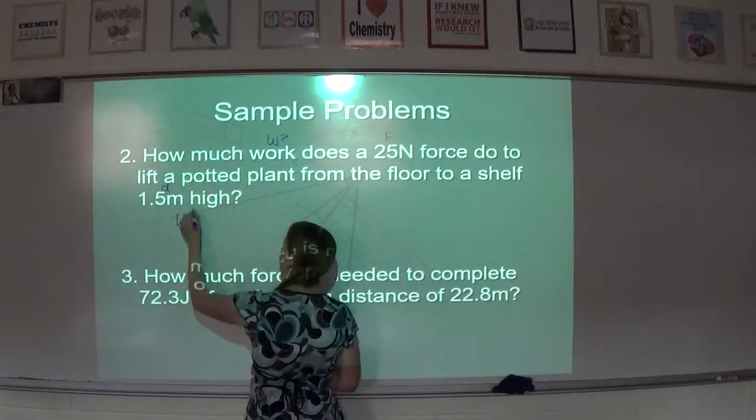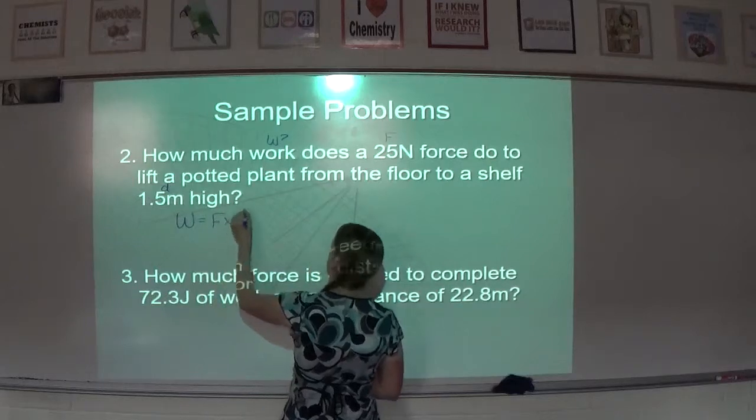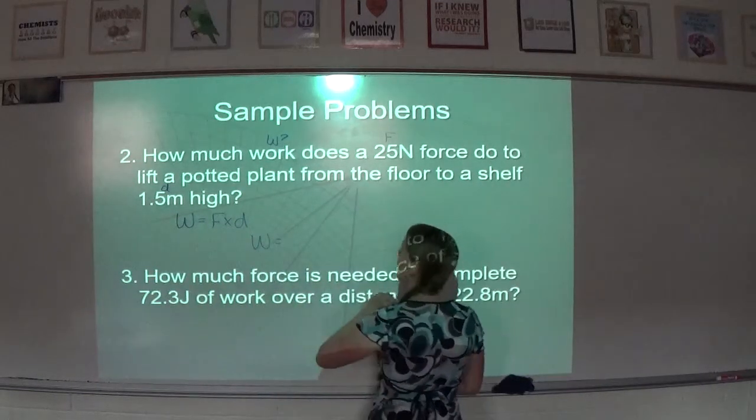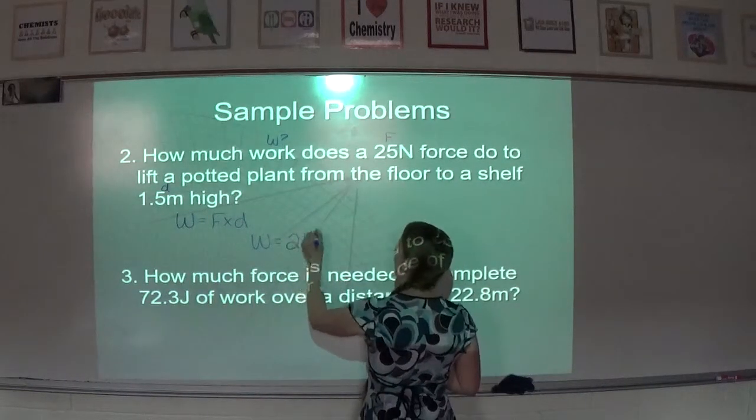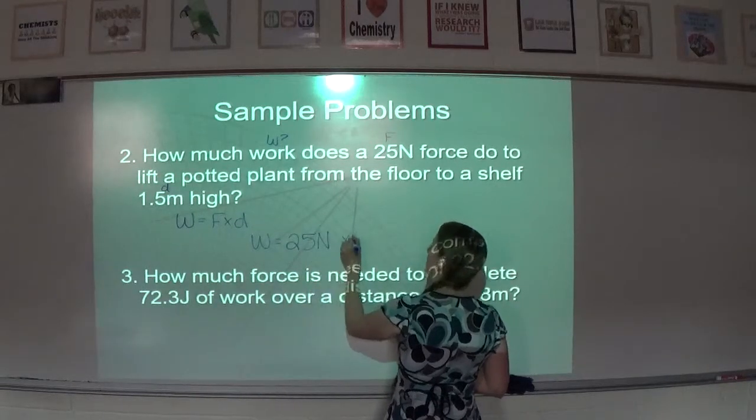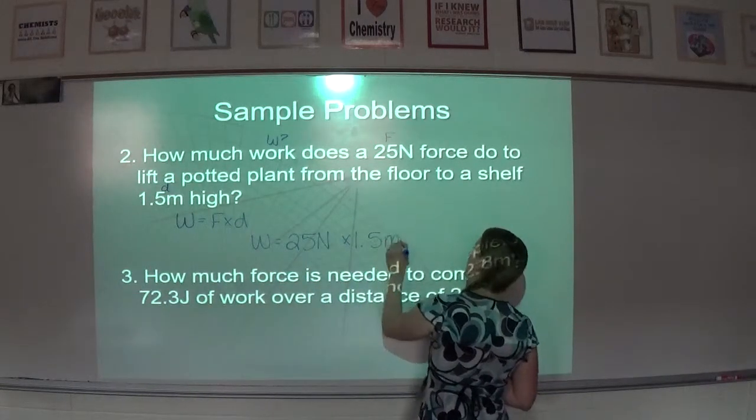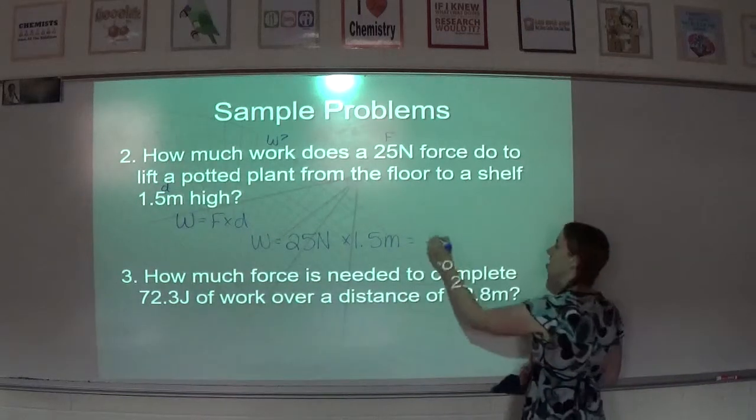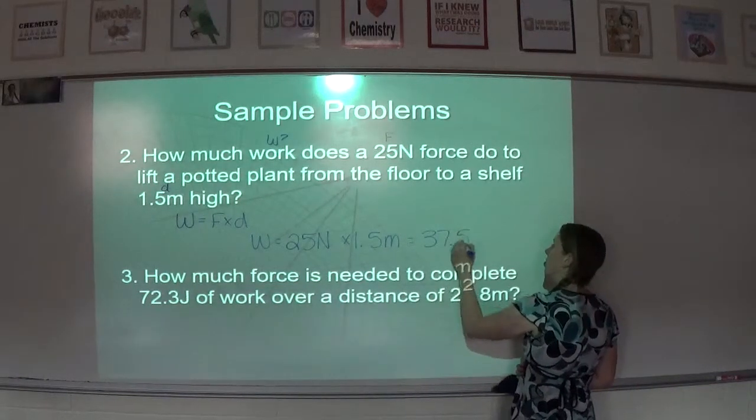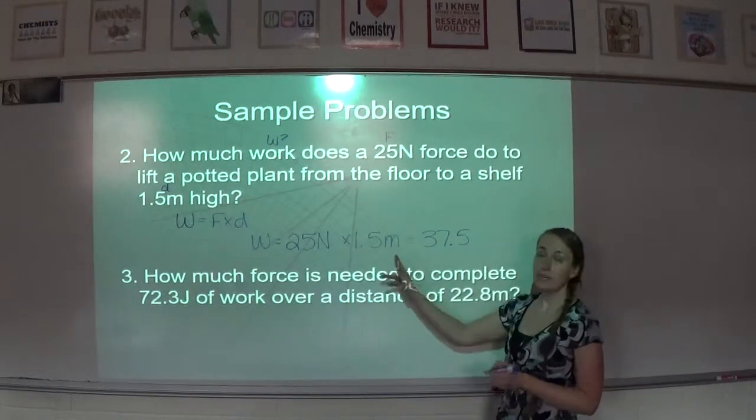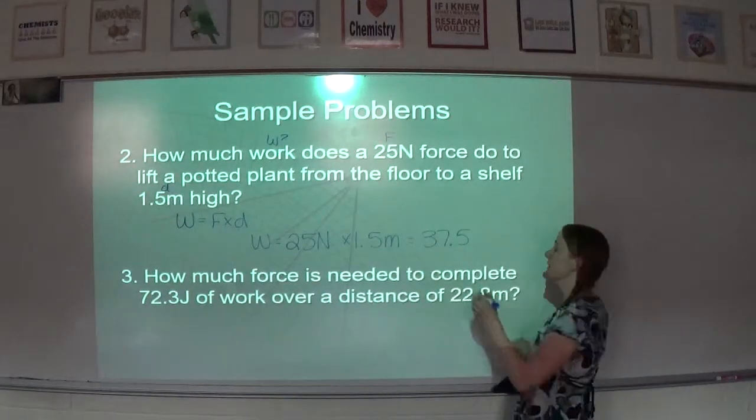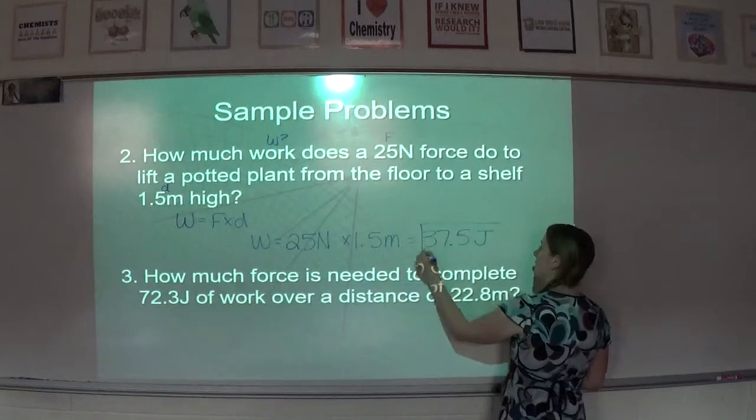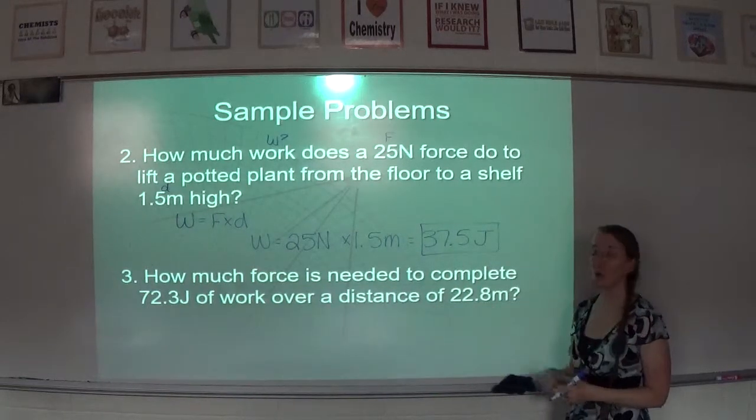So work is force times distance. So then I just plug in. So my force is 25 newtons. My distance is 1.5 meters. So when I do 25 times 1.5, I get 37.5. And so then remember, I'm going to get a Newton meter, which we said for work is a joule. All right, so hopefully you got that one right.